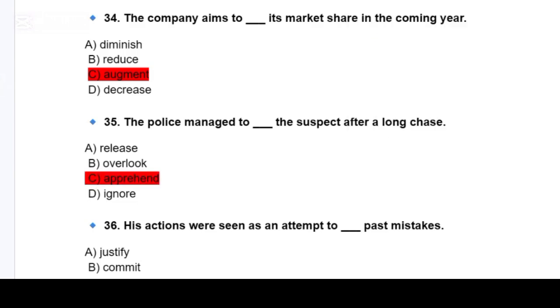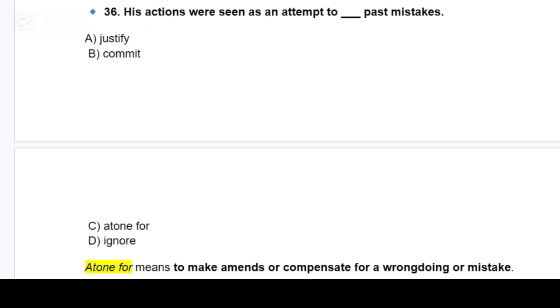First, apprehend is to understand, and next, apprehend is to arrest. His actions are seen as an attempt to justify past mistakes, commit past mistakes, atone for past mistakes, or ignore past mistakes. So his actions are seen as an attempt to atone for past mistakes.